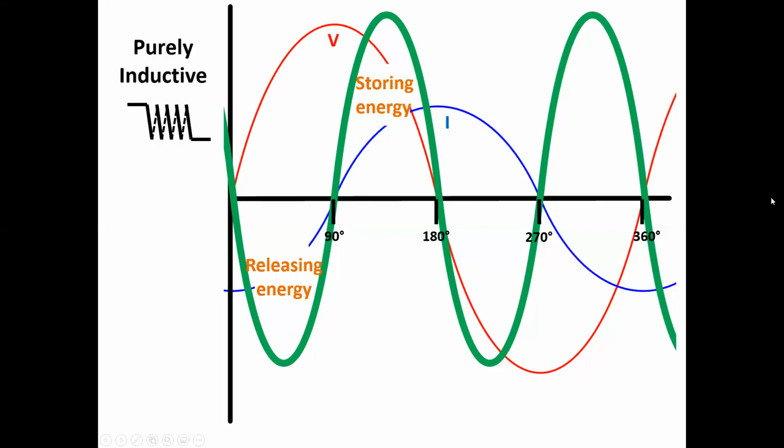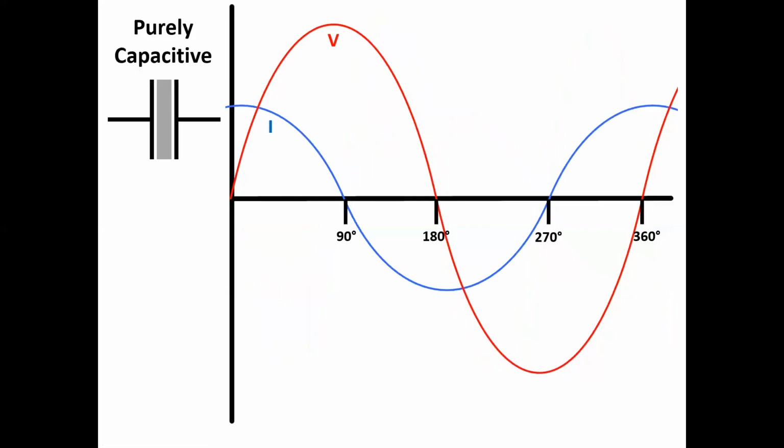Well, let's compare that to a purely capacitive circuit. Now remember, a purely capacitive circuit is one that opposes a change in voltage, and what that has an effect on is the current and the voltage being out of phase. And in this circuit, we always say that the current will lead the voltage. So the current happens first. It reaches its peak value before the voltage reaches its peak value. And so in a purely capacitive AC circuit, the current will lead the voltage.